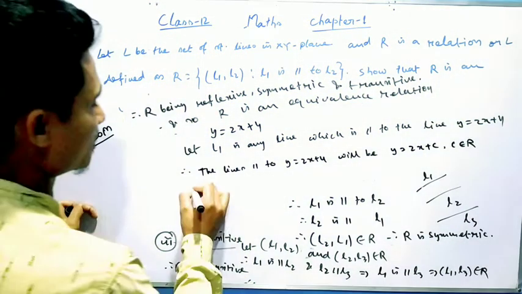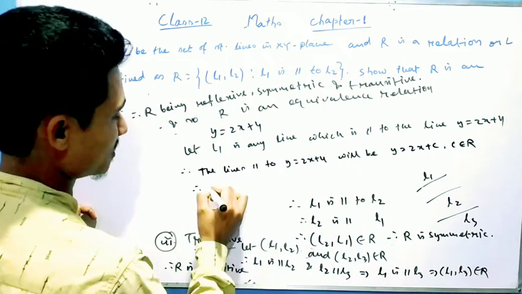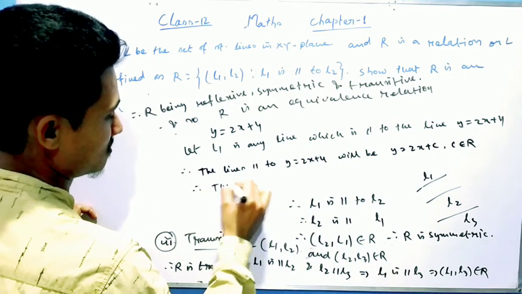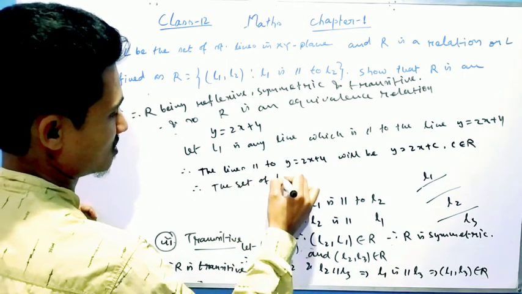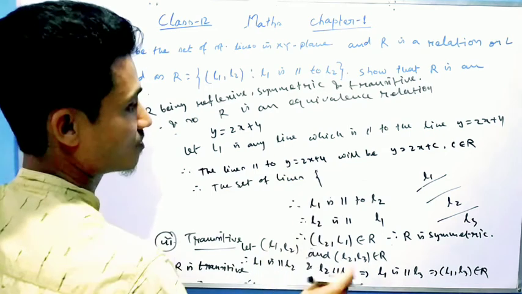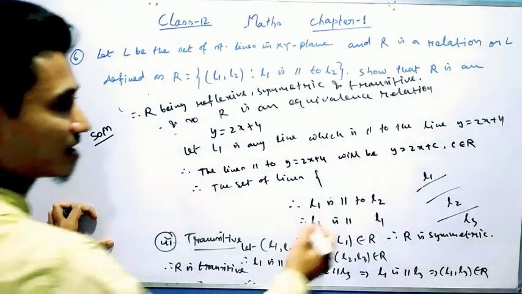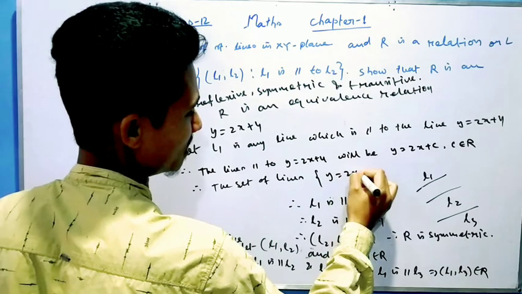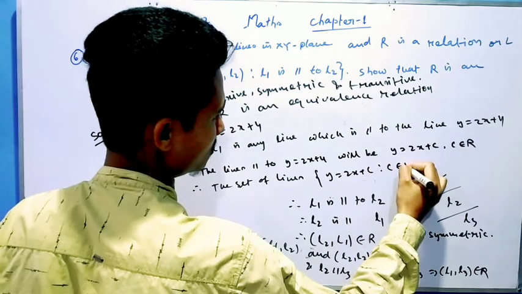Therefore the set of lines related to y equal to 2x plus 4 is y equal to 2x plus c such that c belongs to any real number.